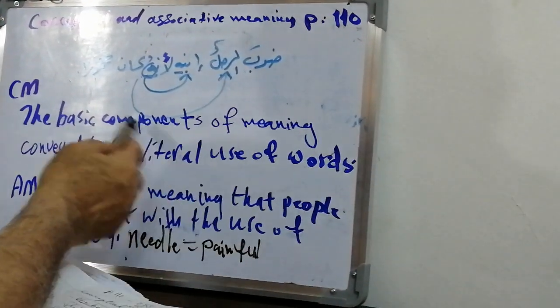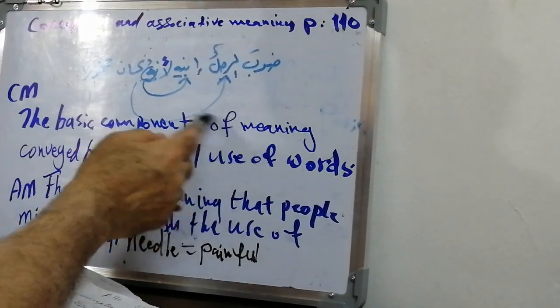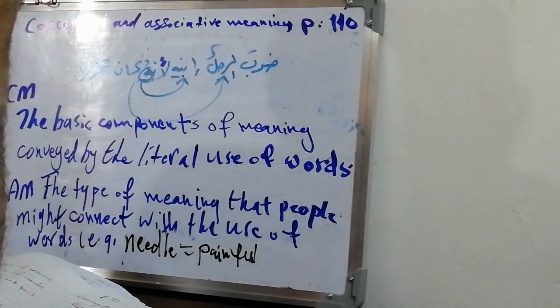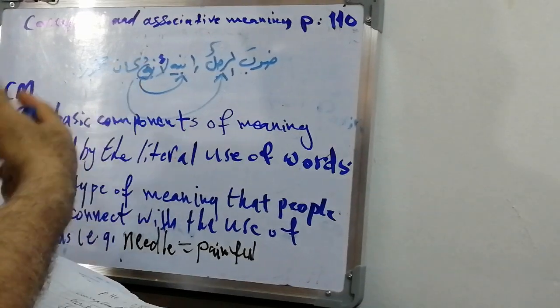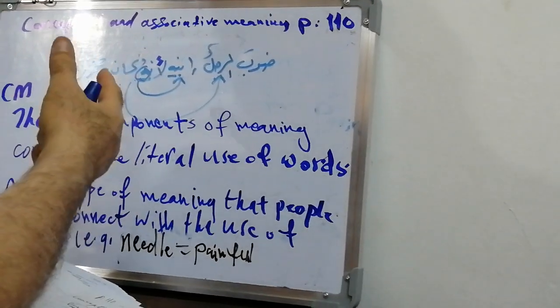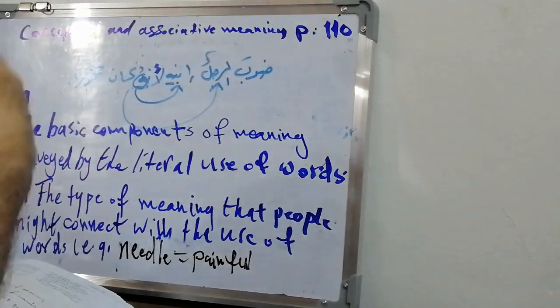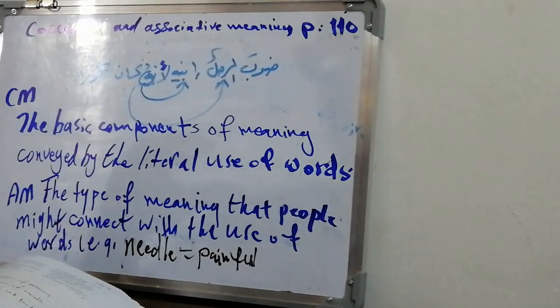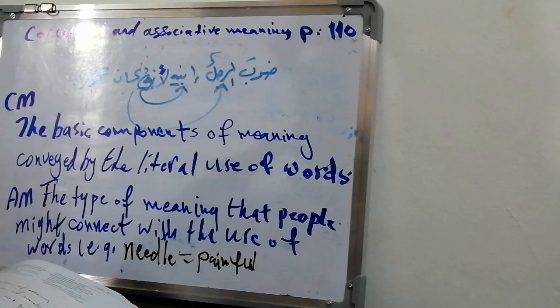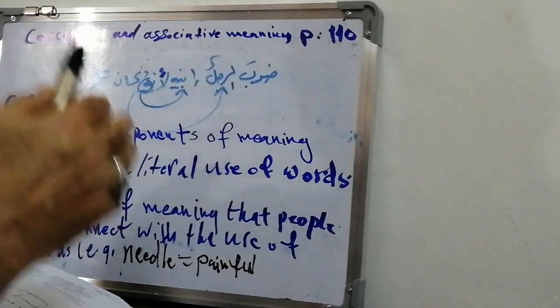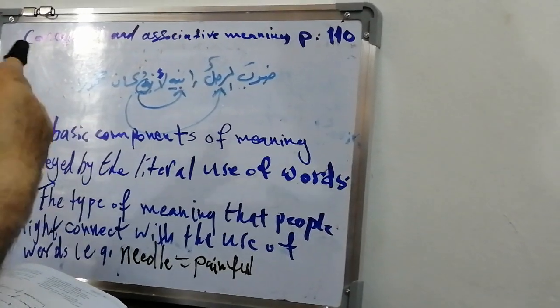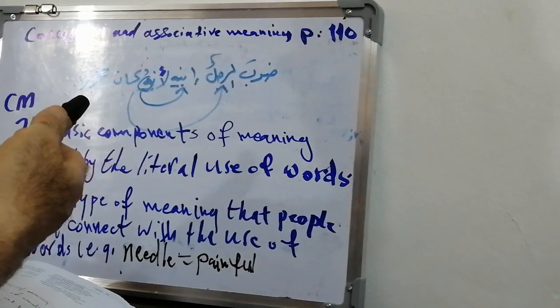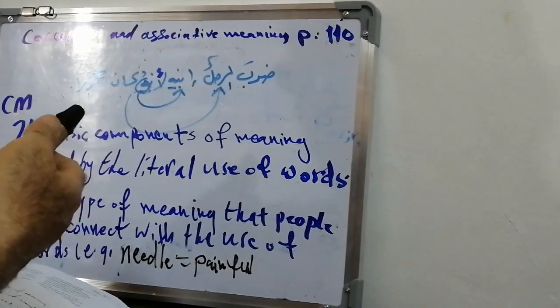Now, where do we find this type of meaning? You find it in dictionaries. The dictionary gives you what we call conceptual meaning. Every one of us has a conceptual meaning of any word. Why? Because it is in the dictionary.